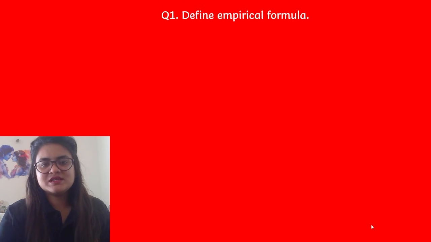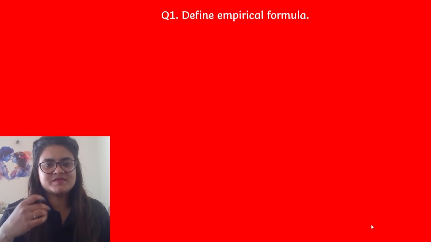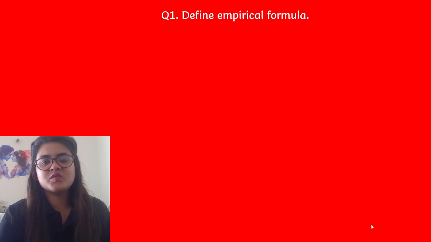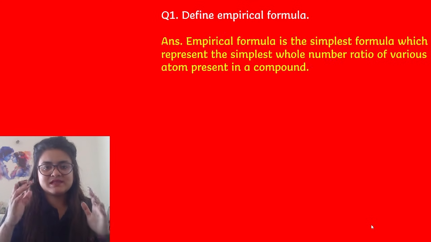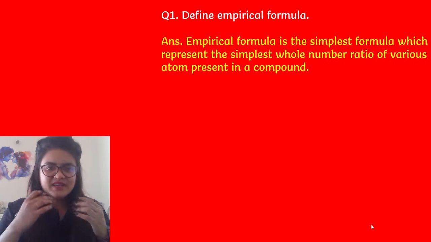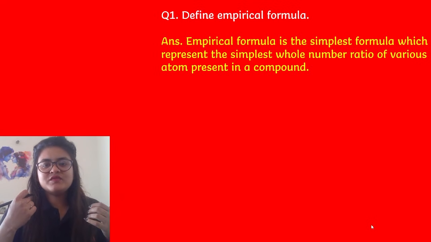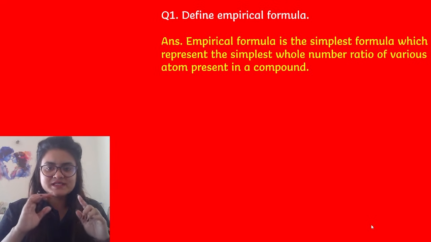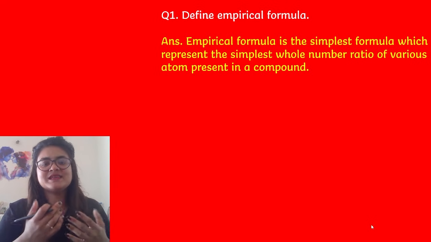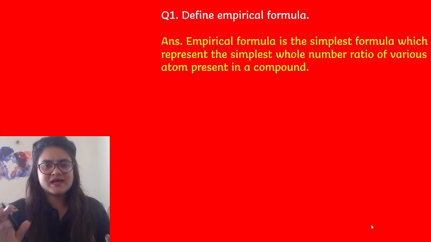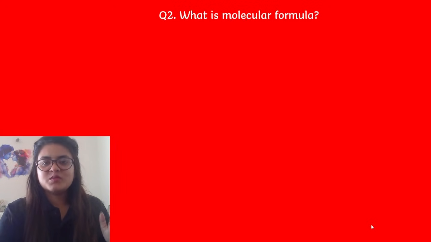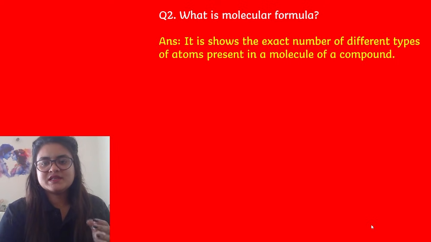Here you can see the first question that comes from the first chapter: define empirical formula. As you know, this is the answer that is also given there. You will get everything in the PDF version if you need. Empirical formula is the simplest formula which represents the simplest whole number ratio of the various atoms present in a compound. That's it. Now molecular formula, that is also an important question for the 2 marker. Here you can see the definition is given also.